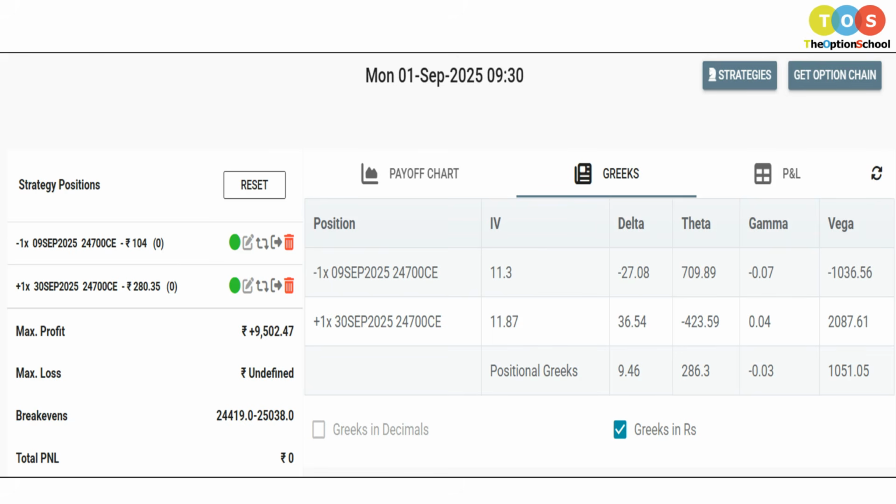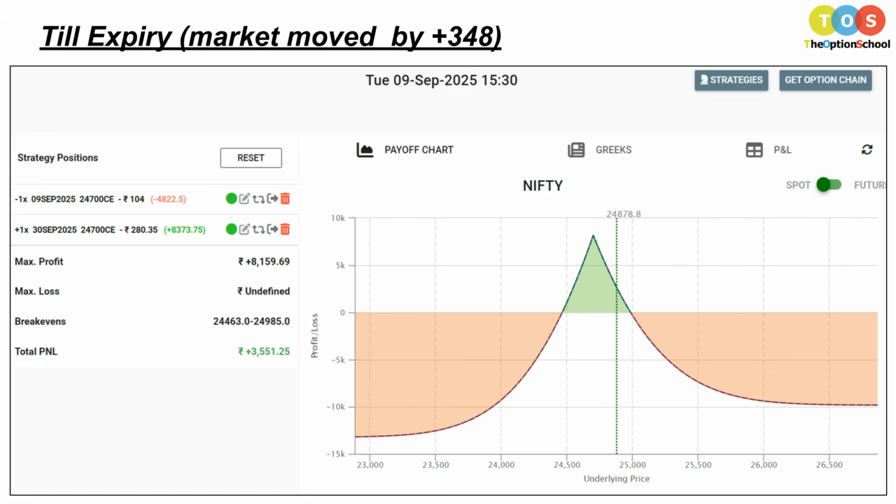Let us see how this weekly monthly calendar spread performed in the first 9 days only. Again, we will see what happened on first expiry, that is 9th. So till expiry, the market again obviously moved by plus 348 points, and this calendar gave us around 3550, so more than 3,500 rupees as a profit for the same tenure for which we had much lesser profit in case of the weekly calendar.